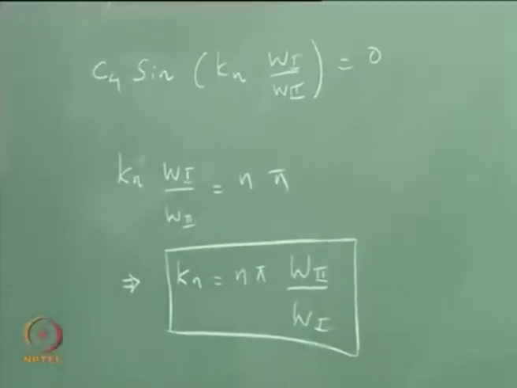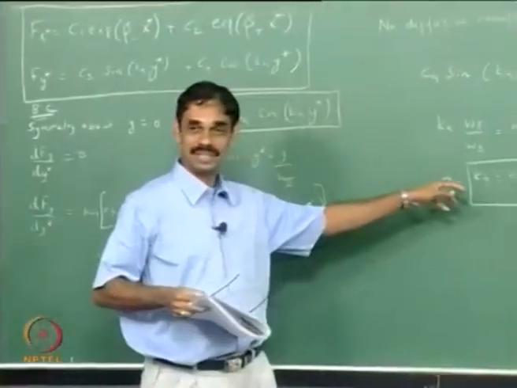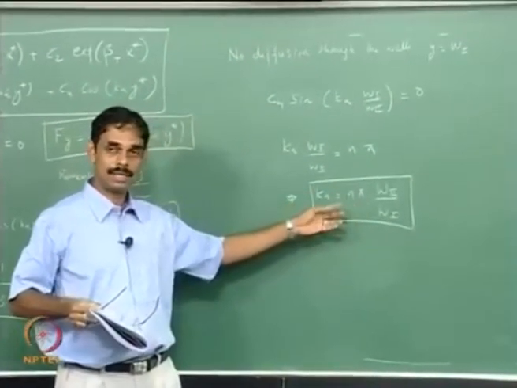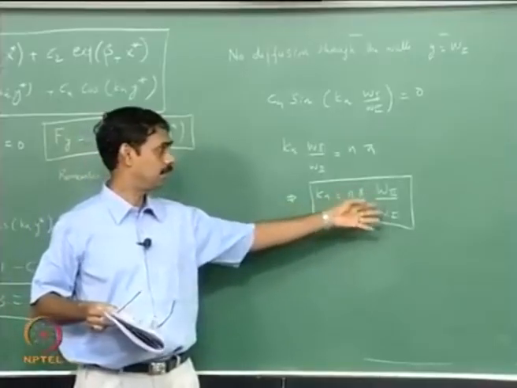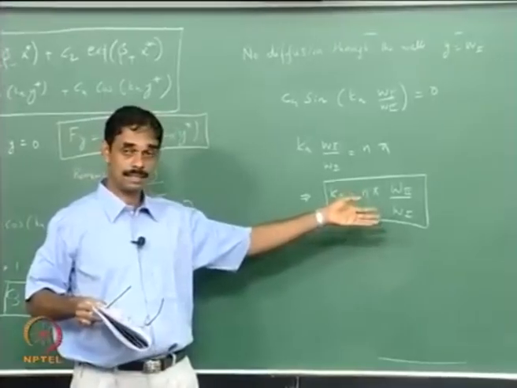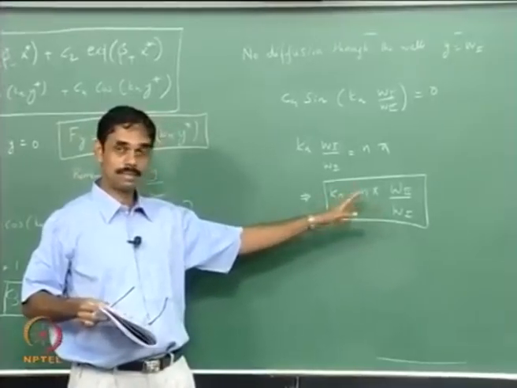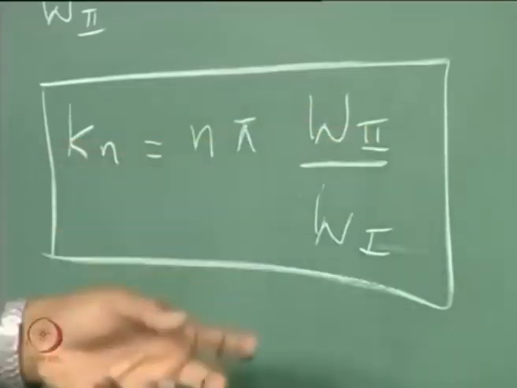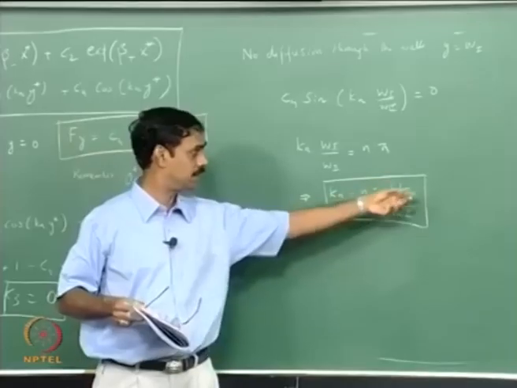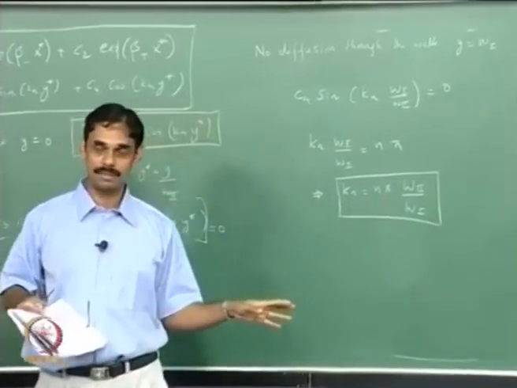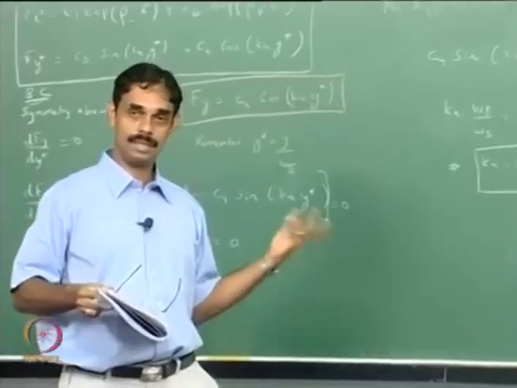So this is the answer to what you had asked, what are those Kns. Now they are being determined, these are the only Kns, that is n pi times W2 over W1, these are the only Kns that can satisfy the boundary condition. So the solution will consist of several Kns, one will be pi times W2 by W1, second would be 2 pi times W2 by W1 and so on and so forth. Now they will all have a coefficient in front that will have to be determined from the next boundary condition.